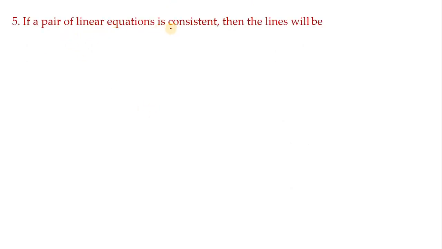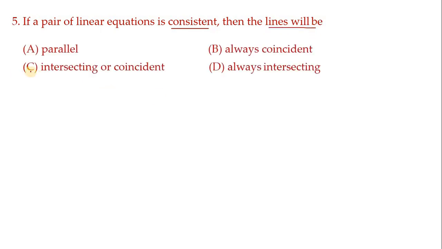A pair of linear equations is consistent. See, I said this when I explained the table. So consistent is related to the first ratio as well as the second ratio. The options say the lines will be either parallel, always coincident, intersecting or coincident, or always intersecting. Children, parallel lines never have any solution. If there is no solution, it is not consistent, it is inconsistent. And for always coincident, see, we have consistency for coincident lines as well as for intersecting lines, not only for coincident.